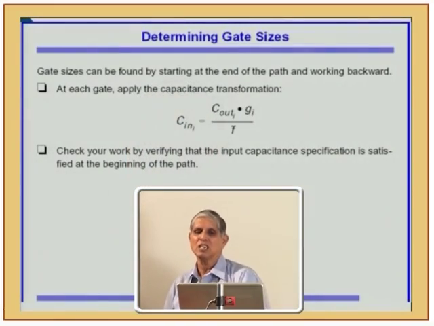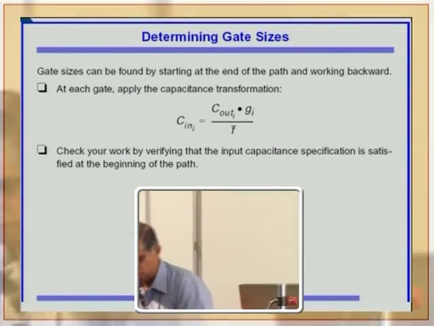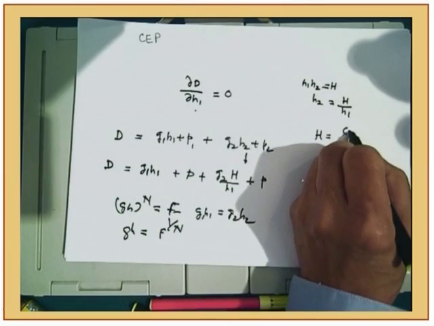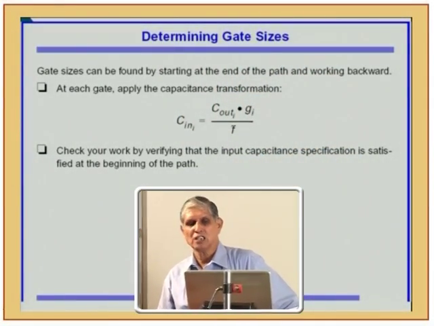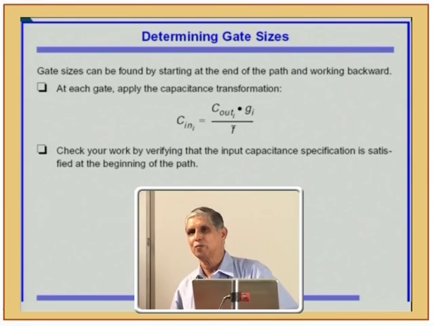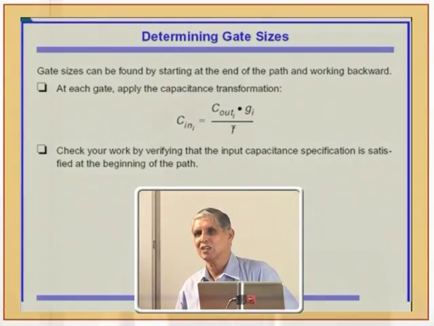Once I know C in, what is H? H is C out by C in. But I also know H2 and H1 are the ratio of C out by the last one and the next one. So if I do simple calculations, we can say gh is equal to f, as we did. We can say the input capacitance at any node i is equal to the output capacitance of that into g by f. This is h. gh is what we have calculated. So this now you have got. We know g of a gate. We know the stage effort for n stages, which we have calculated already, from n f to the power 1 by n plus p.